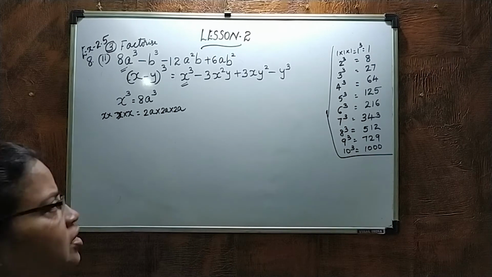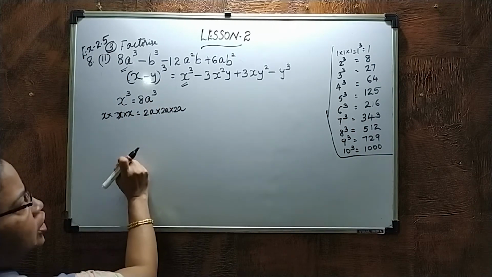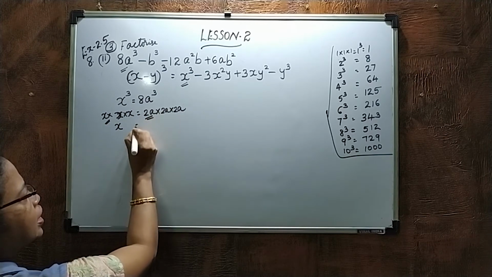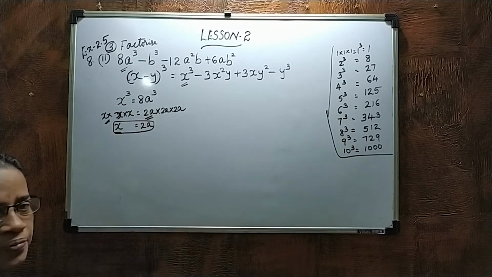Is it correct? 2 into 2 is 4, 4 2s are 8. a into a into a is a cube. So what is x then? Take the first answer, 2a. So x is equal to 2a.